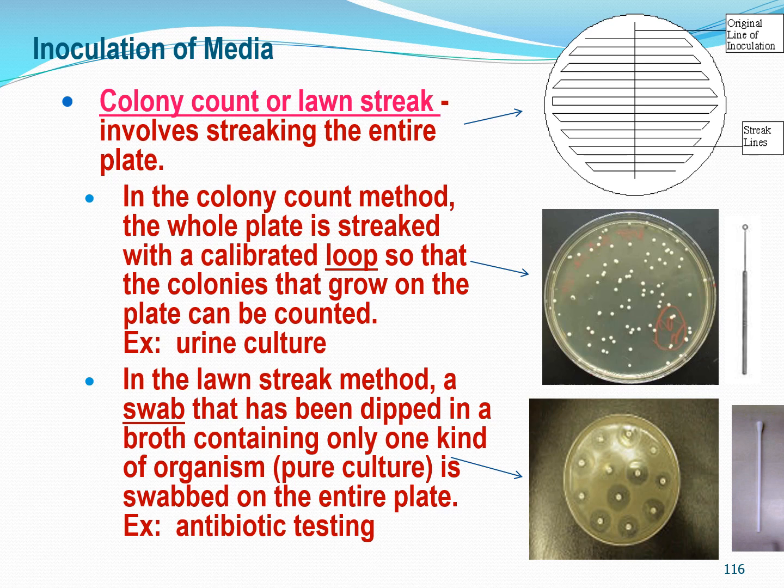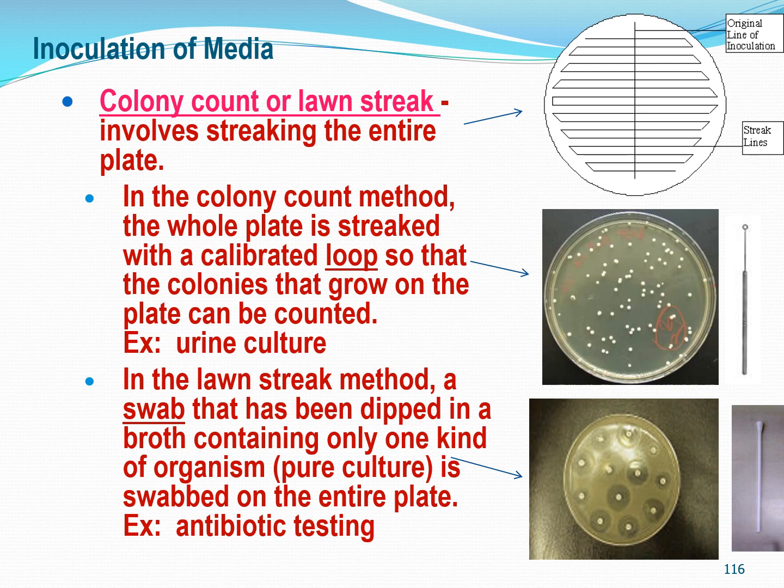Colony count or long streaking, okay? This is another way. It involves streaking the entire plate. In the colony count method, the whole plate is streaked with a calibrated loop so that the colonies that grow on the plate can be counted. Example is a urine culture, okay?